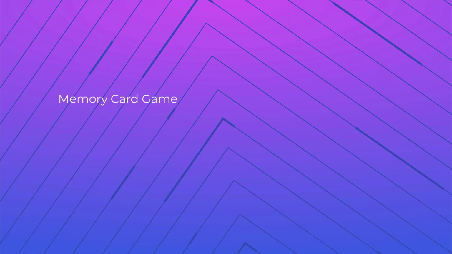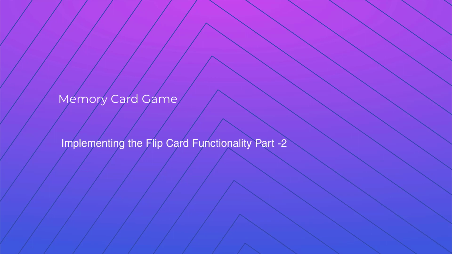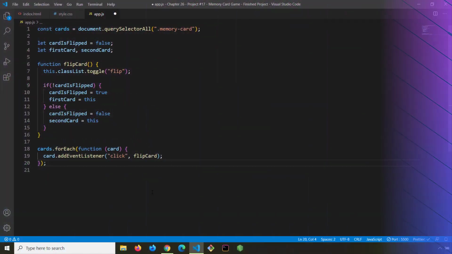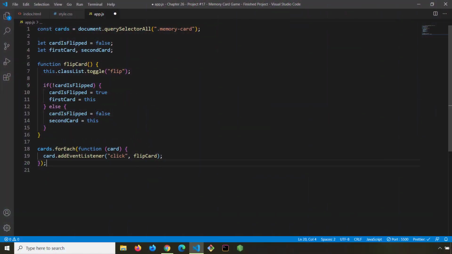Hi everyone, in this lecture we are going to pick up where we left off in implementing the flip card functionality. Alright, so we know that when the card is flipped for the first time, when card is flipped is equal to true, we want to assign the value of the this keyword, which is exactly the card that the user has clicked, to our first card. And in any other scenario, we want to say card is flipped equal to false and assign the value of the this keyword to the second card.